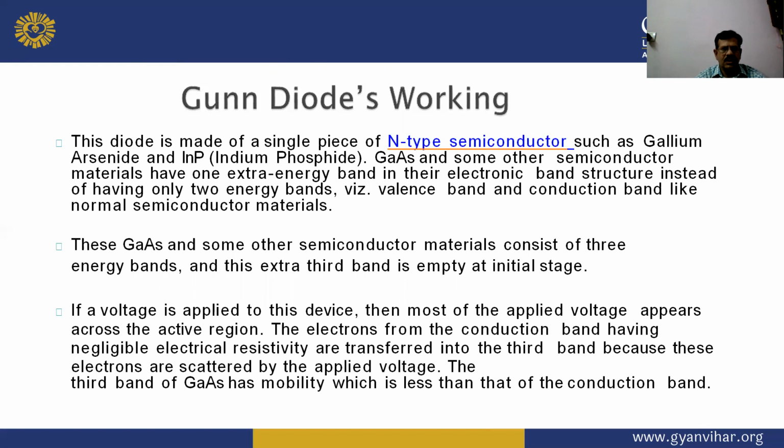Also, gallium arsenide and some other semiconductor materials consist of three energy bands, and this extra third band is empty in the initial state. Two bands are the conduction band and the valence band, and the third, extra band is empty in the initial stage in this gallium arsenide semiconductor.